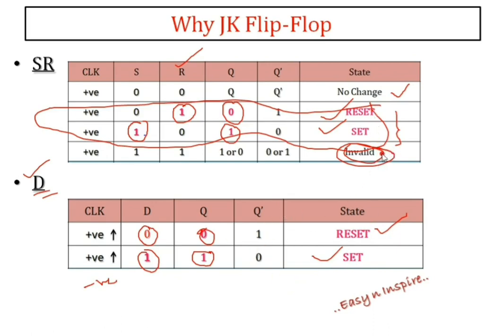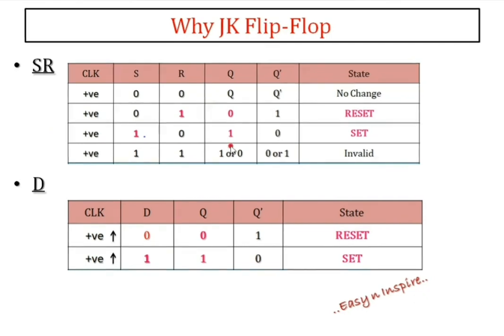And to overcome the problem in the SR flip-flop, here the problem is the invalid state. So this state is invalid. To overcome this problem, we are going to the JK flip-flop. You need to understand only one point here. JK flip-flop is nothing but a modified version of the SR flip-flop. It is developed to overcome this problem of the invalid condition.